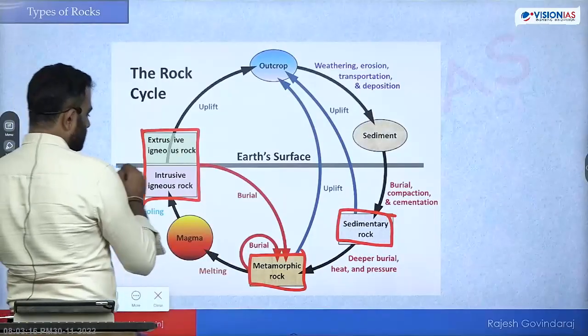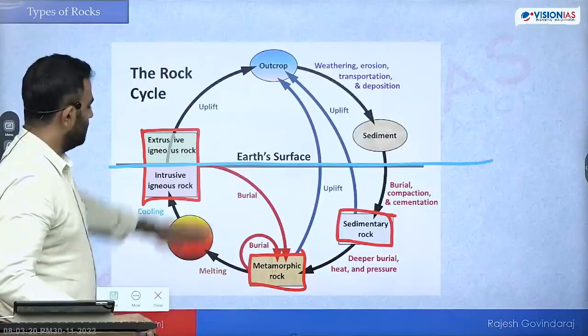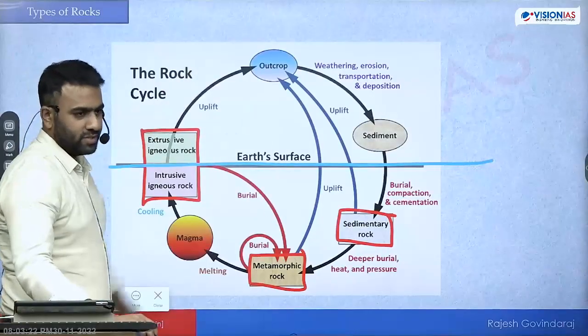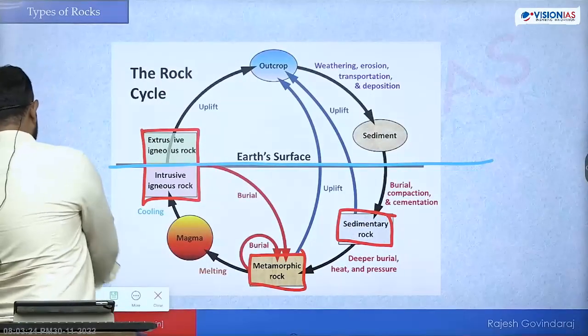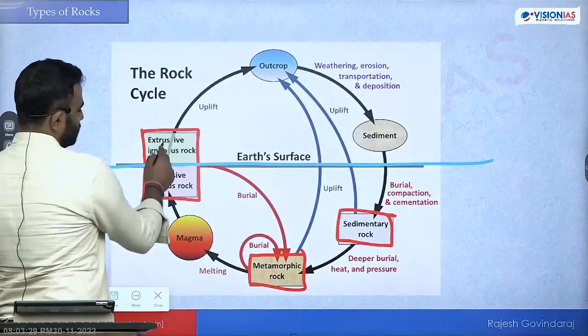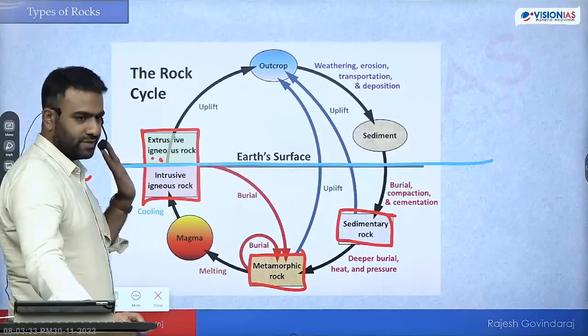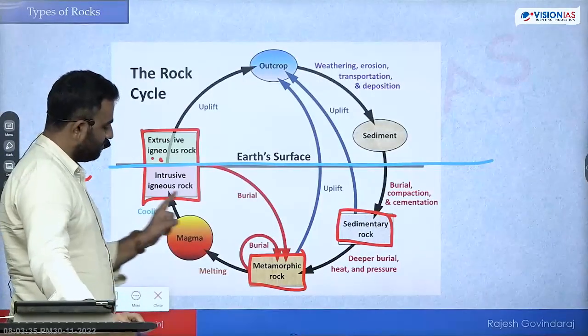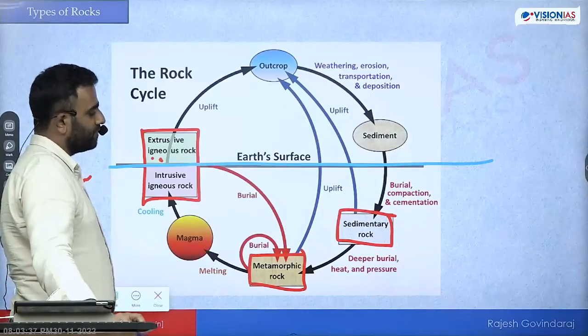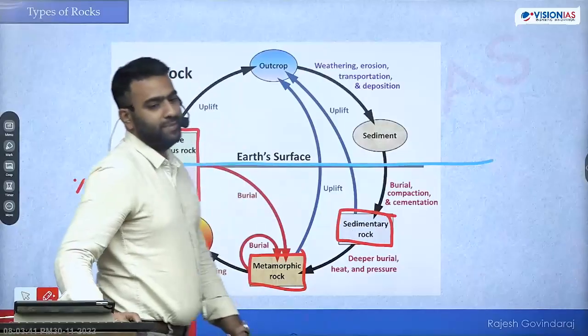And this is what is surface. Okay, let's say this is surface. Above the surface, below the surface. Those igneous rocks which are formed above the surface, extrusive igneous rocks. Those which are formed below the surface is intrusive igneous rocks. But both are formed from magma. Sedimentary rock will become rock only when it gets buried below the surface.